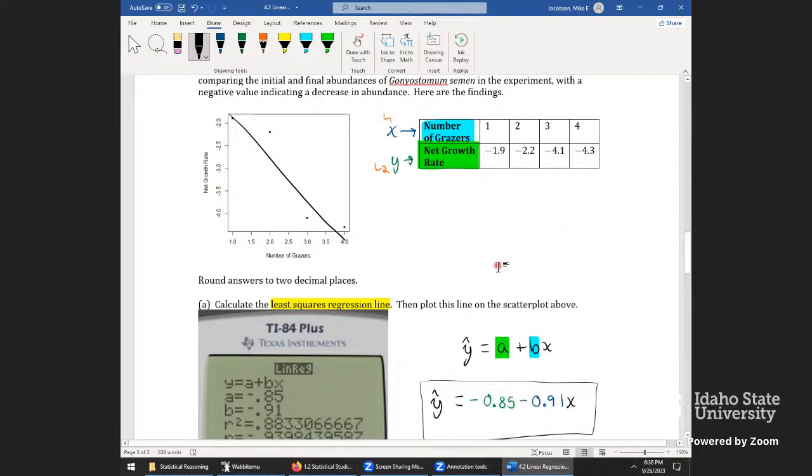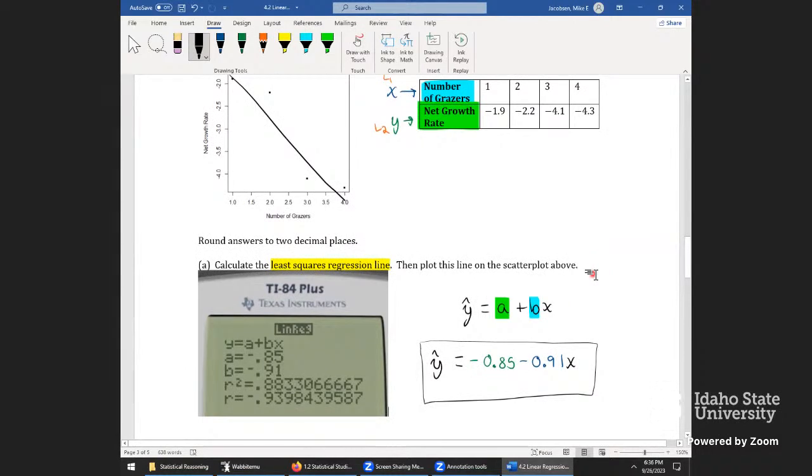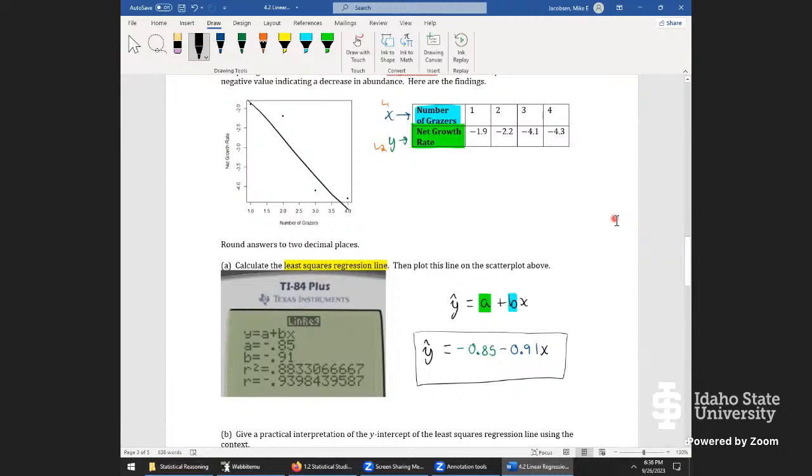Well, we have the line there, we have the full equation, and now we can finally work with this and ask and answer questions about modeling these algae and how their growth rate is affected by the grazers. So that was the major thing we wanted to get through. Now we'll be working with this equation here. Any questions at the moment?